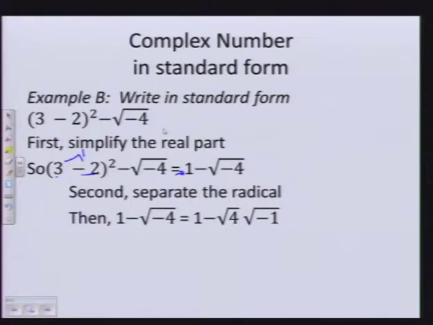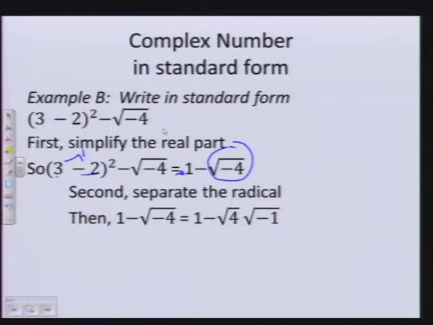And so next we're going to separate the radical out because we're going to notice that this radical here is just not -1 underneath the radical. So what I'm going to do is I'm going to rewrite this. I'm going to take this previous step that I had up here of 1 minus the square root of -4. I'm going to bring it over. I'm going to separate the radical.